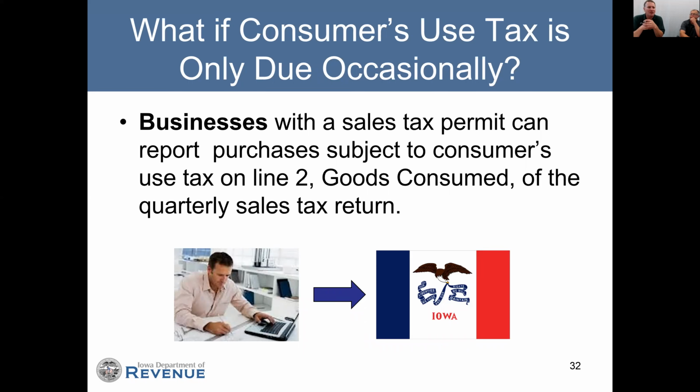Well, that doesn't really justify having a consumer's use tax permit and doing a separate filing. But you do have a sales tax permit. So on the quarterly return, on line 2, there's a goods consumed line. You can put your cost of the items that you purchased on that line, and it will flow through on the sales tax return, and you will remit the proper tax to the department when it flows through your return and you do your filing. So that avoids having another permit when you really don't make those types of purchases all that often.